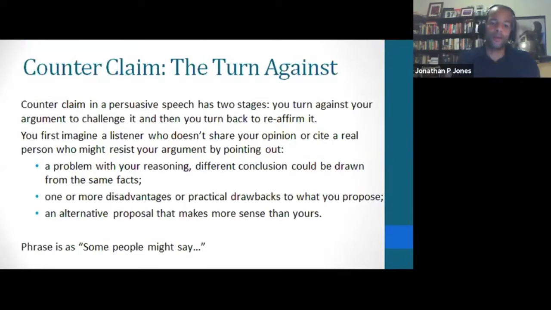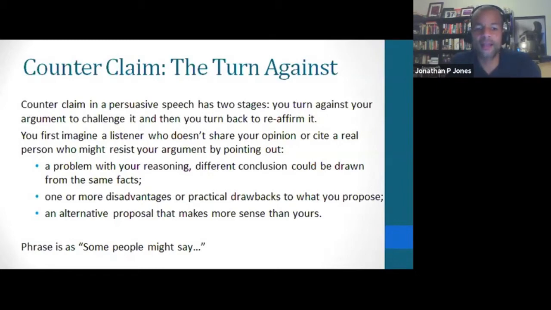So counterclaim in a persuasive speech has 2 stages. You turn against your argument to challenge it, and then you turn back to reaffirm it. So you first imagine a listener who doesn't share your opinion, or you cite a real person who might resist your argument by pointing out a problem with your reasoning. A different conclusion could be drawn from the same facts, one or more disadvantages or practical drawbacks of what you propose, or an alternative proposal that makes more sense than yours.